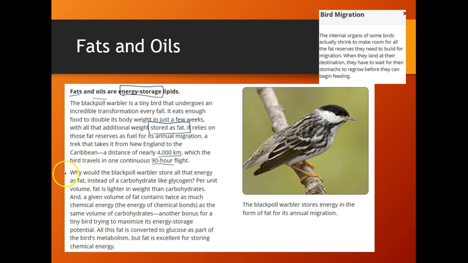Okay, so you might be asking the question, why would this bird store all that energy as fat instead of carbohydrates like glycogen, which we learned in the previous lesson? The reason is that per unit volume, fat is actually lighter than carbohydrates. So it's going to be easier for this bird to carry the fat rather than glycogen.